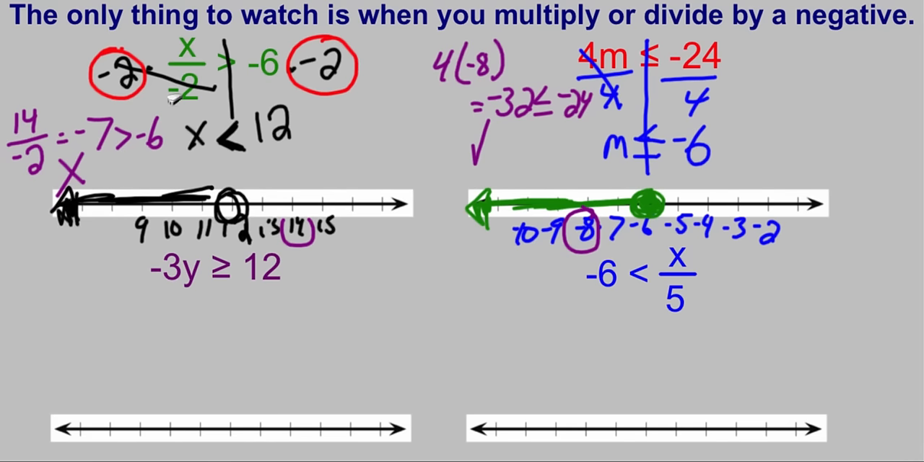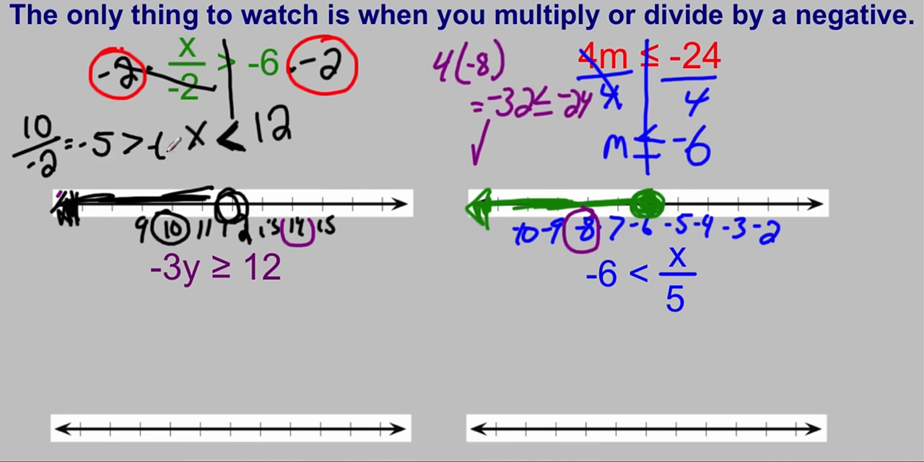So 14 divided by negative 2 is negative 7. So let's check one on this side now. So which one do you want? 10. 10. I was going to continue to go with that one, but okay. 10 divided by negative 2 is negative 5.